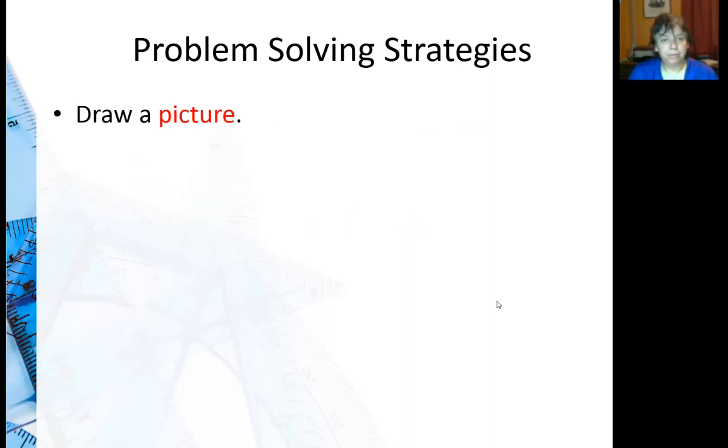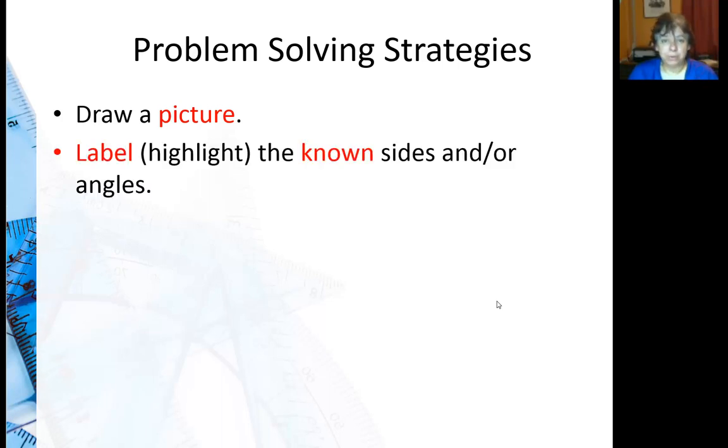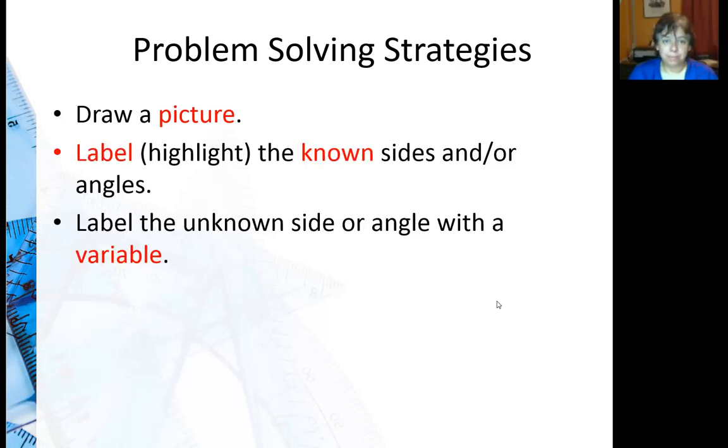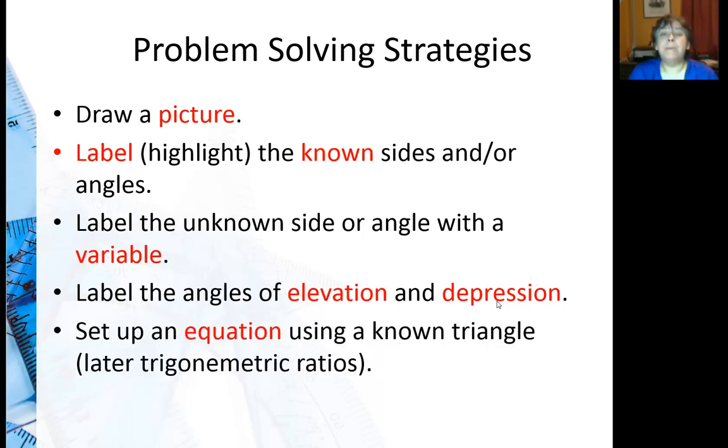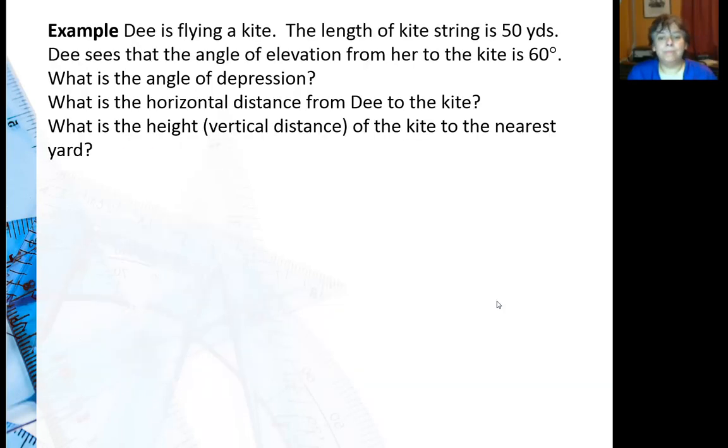So some problem-solving strategies. Draw a picture. A lot of your problems will not have pictures. You'll have to draw them. Label the known sides and or angles. Label the unknown side or angle with a variable. And label the angles of elevation and depression. Remember, they're always the same. Set up an equation using a known triangle. So we're going to be doing special rights right now, but later we're going to be using trigonometric ratios.